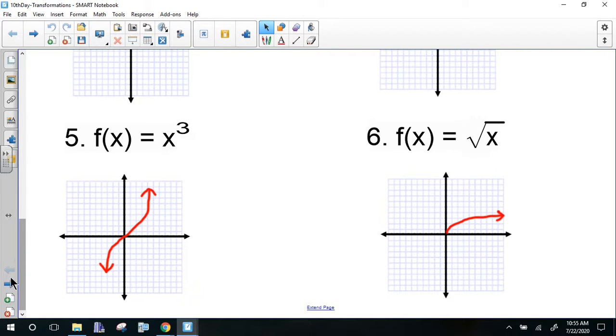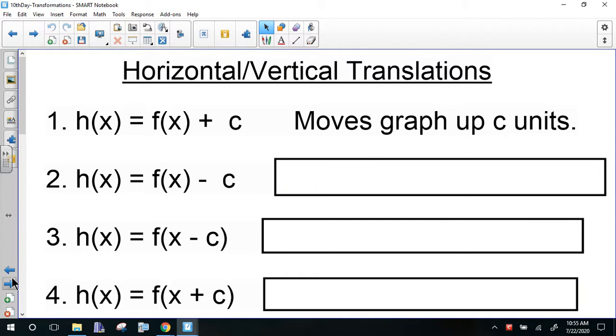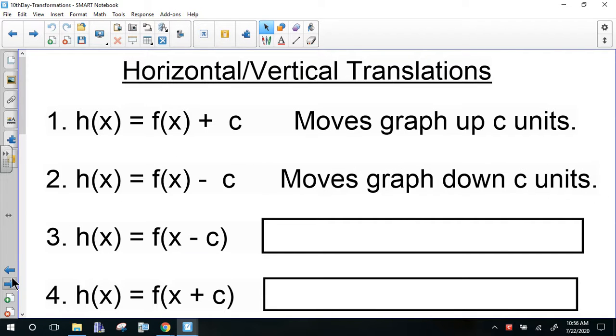And we're going to look at how to transform or move or shape differently these graphs. The first thing we can do to it is we can move it horizontally or we can move it vertically. To move it vertically, we just add a number at the end or subtract a number at the end. If we add a number, that's going to move that graph up that many units. If we subtract a number, that's going to move that graph down a certain number of units. Those are the last number in the function.